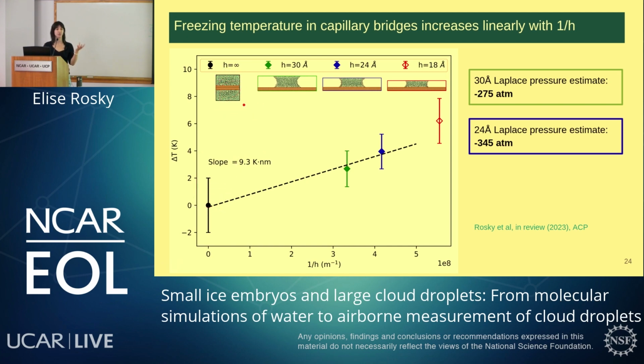no surface curvature case. The red data point is an outlier because our capillary height was just getting so small that there were starting to be other factors influencing the ice nucleation rate just due to the water molecules being so tightly confined to such a small space. So we can't attribute the increase in freezing temperature to the Laplace pressure alone. There's other things happening there.